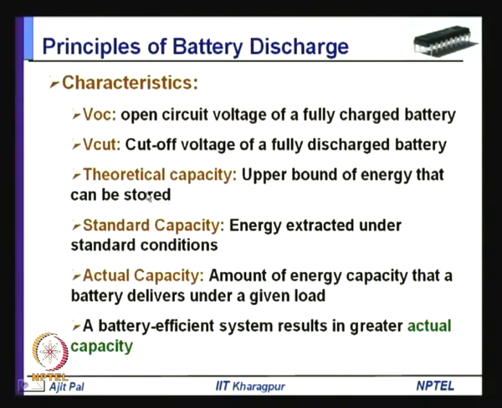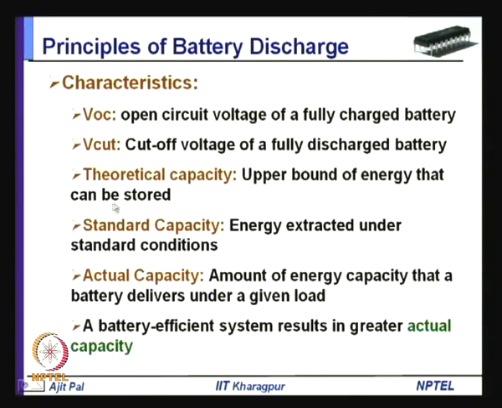So far as capacity is concerned, there are several types of capacity. Number one is theoretical capacity. Theoretical capacity is the upper bound of energy that can be stored. That means, whenever a battery is being designed, depending on the weight, the size, and the materials being used, one can theoretically calculate how much energy it can supply. So, this is the theoretical capacity.